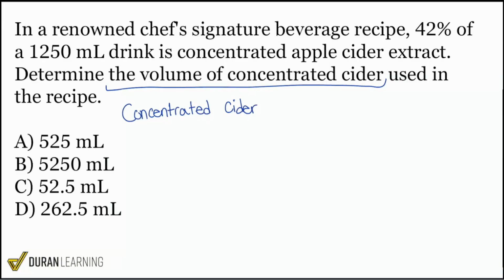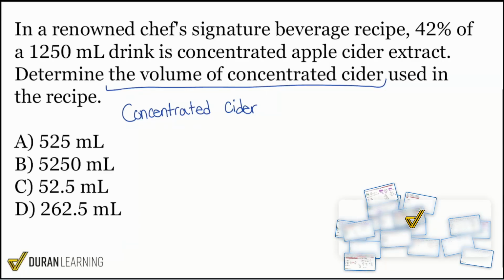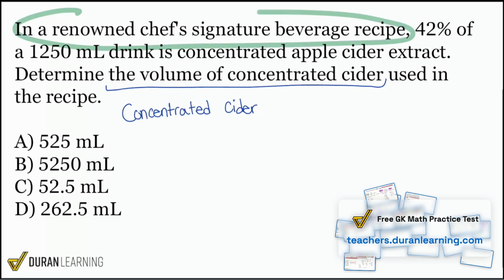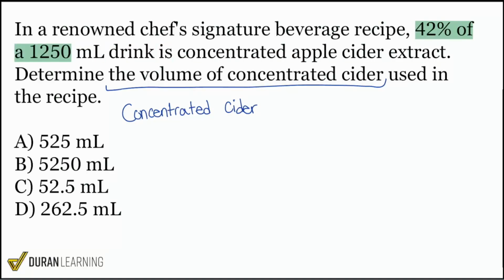Now, when we read the information, this is going to get us our setup. And then you'll quickly see that this problem is really just about making sure you move your decimals appropriately. So here in a renowned chef's signature beverage recipe, 42%. Notice, this here doesn't matter. I don't care about that. It says 42% of a 1,250 milliliter drink is concentrated apple cider extract.